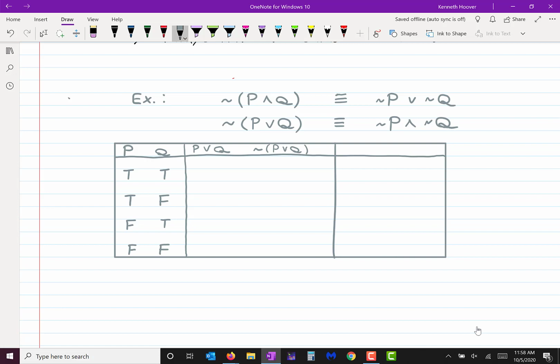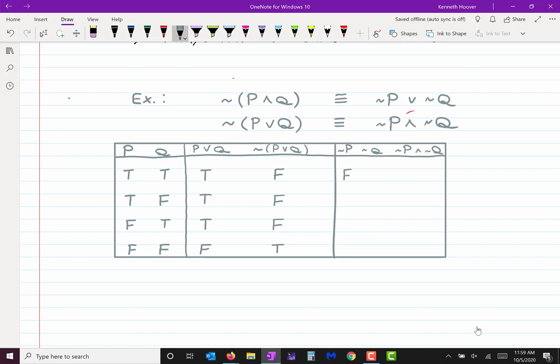Okay, so the disjunction of P and Q is true as long as either one of P or Q is true. It's only false when they're both false. So the negation would follow this pattern. Okay, now let's build in this one. So let's negate P and negate Q, and then do the conjunction of those two things.